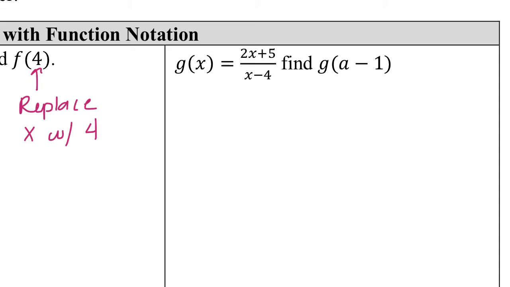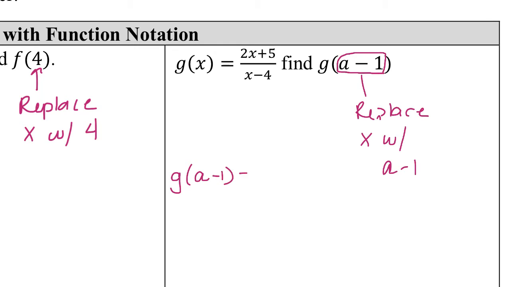Now let's try one that looks like this. g of x equals 2x plus 5 divided by x minus 4. Find g of a minus 1. Well, again, you're still going to take whatever's inside the parentheses and replace x with a minus 1. So you're replacing a variable with another variable, and that's okay. So g of a minus 1 will be equal to 2 times, well there's an x, so I'm going to put a minus 1 in its place, plus 5 over, there's another x, so I'm going to put a minus 1 in its place. Notice it's in parentheses because there's more than one thing that I'm substituting. And then minus 4. So we're going to simplify this as best as we can.